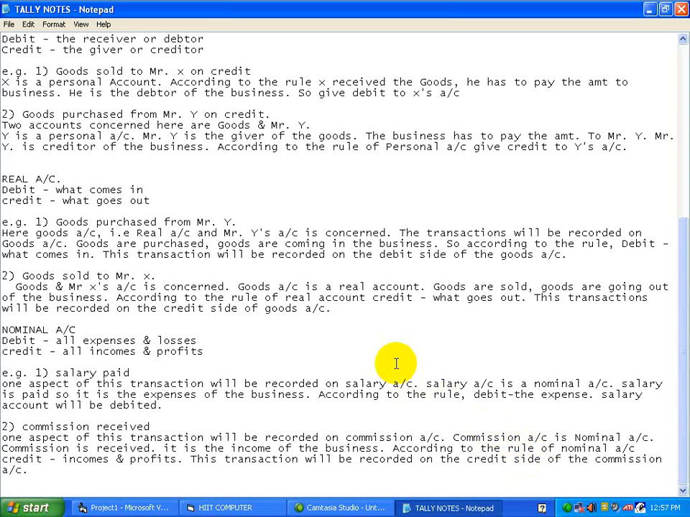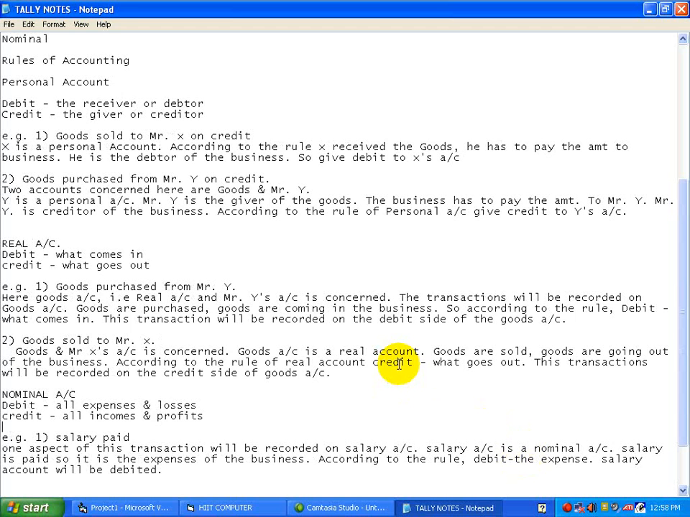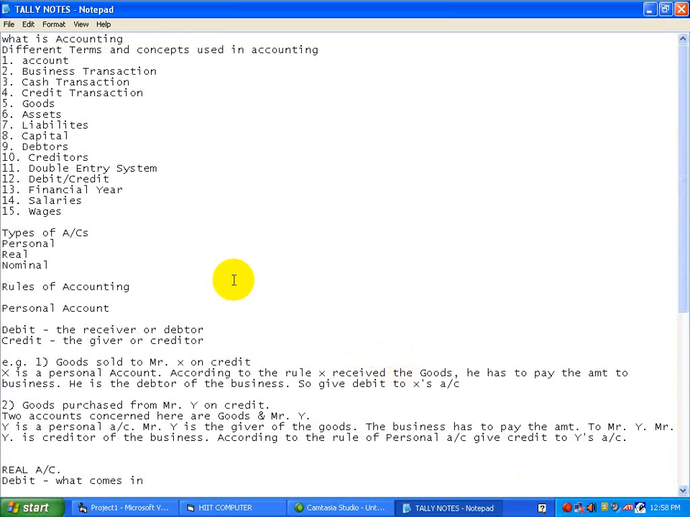So in this video, we have cleared the concept of manual accounting, the rules of debit and credit, the types of accounts, the terms which are used in accounts department, and what do you mean by accounting. Next video we will start with Tally accounting package.